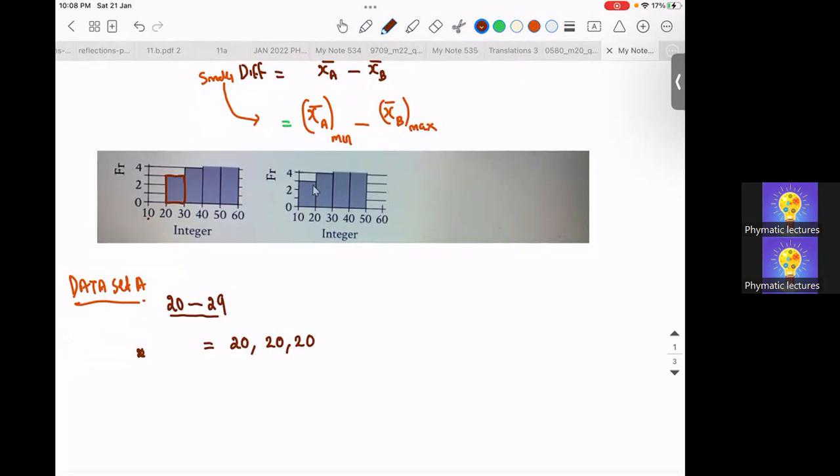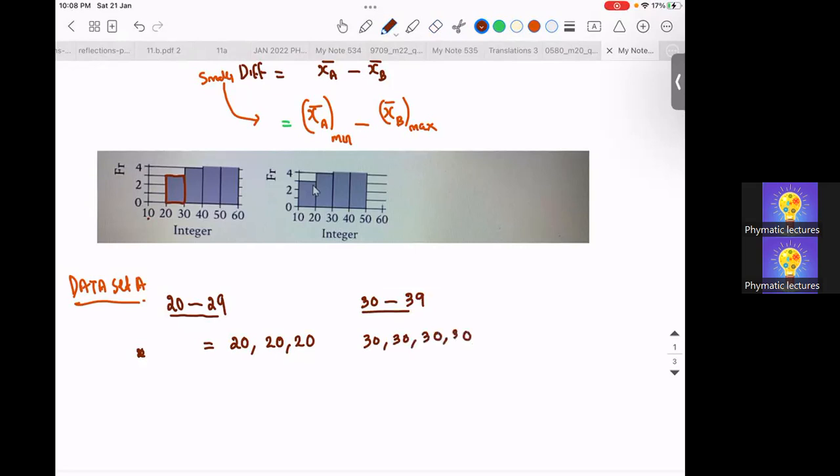Now, what about 30 to 40? It is not possible to take up to 40, so 30 to 39 is only possible. For that also, if you want the minimum mean, we have to take the minimum values. So what are the values? 30, 30, 30.